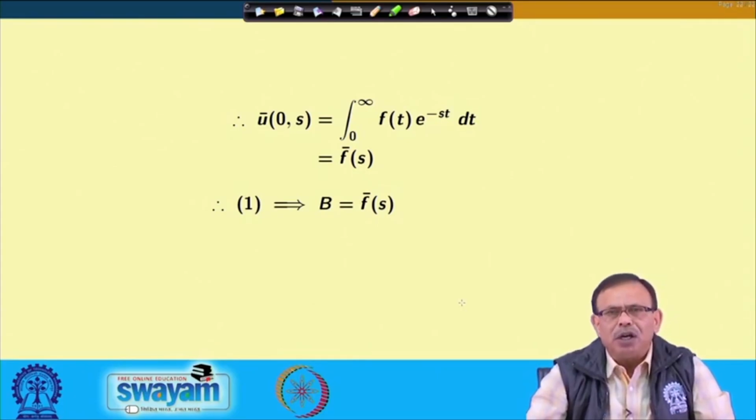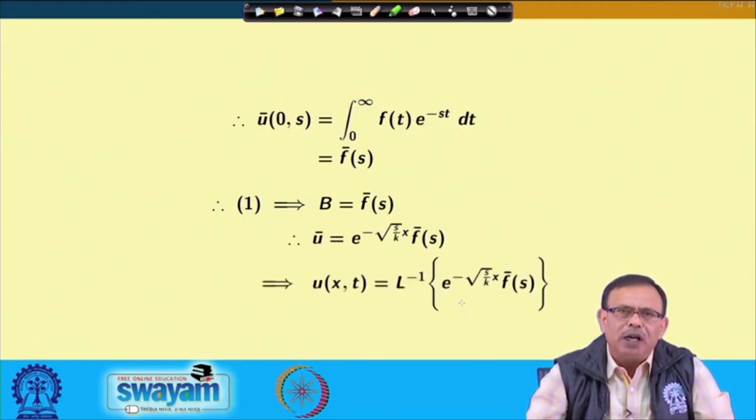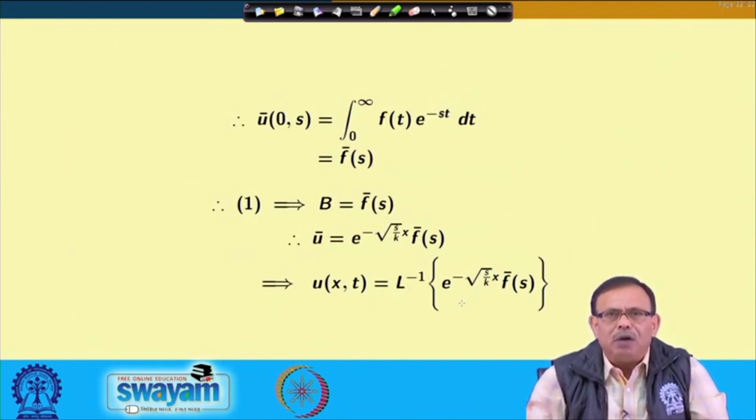So, using the initial conditions in this way, I find the values of the constants and obtain the values of a and b. So I obtain u bar like this, so that u(x,t) will be the Laplace inverse of e to the power minus root over s by k times x, times f bar(s). And once I know the function f(t), I can evaluate f bar(s) and I can find the Laplace inverse. So, by this process we can solve the equations. In the next lectures we will also solve some other PDEs of other types.